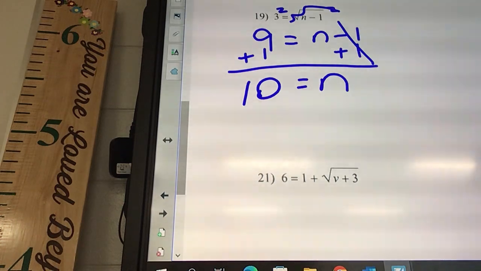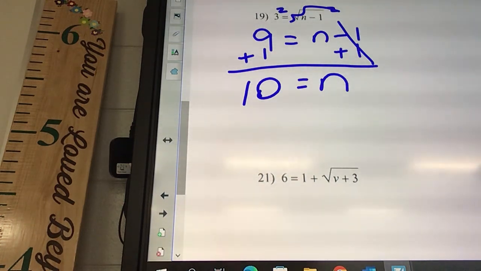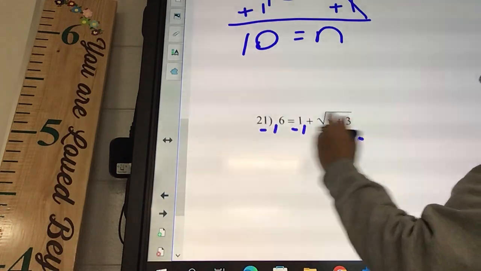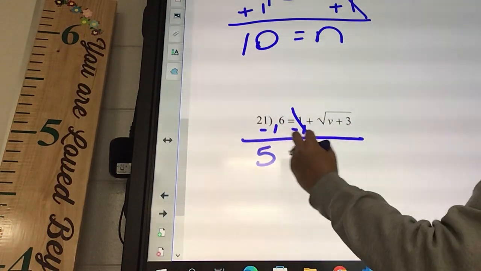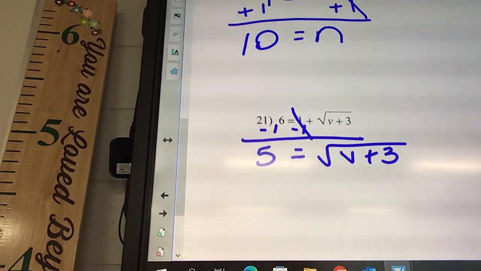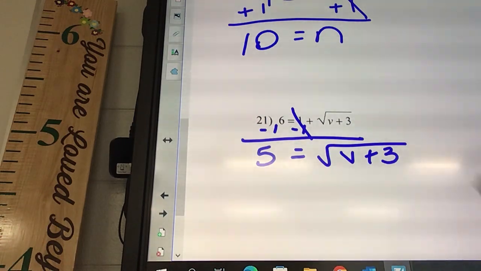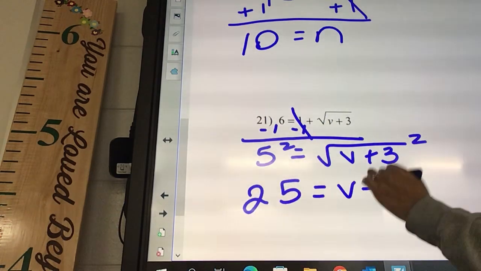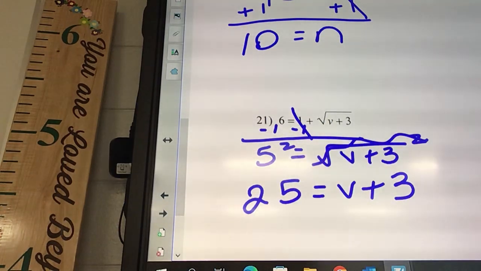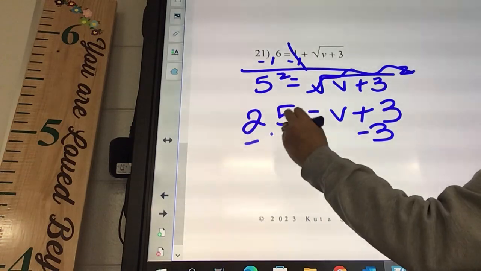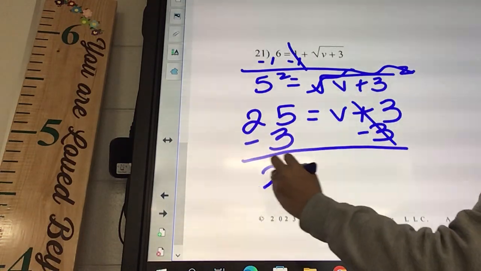Okay, 21. What needs done first? Minus 1. Minus 1. Okay, so we get 5 equals square root of b plus 3. Square both sides. 25 equals b plus 3. Good. Minus 3, minus 3. 2 equals b. You said 22? Yeah.